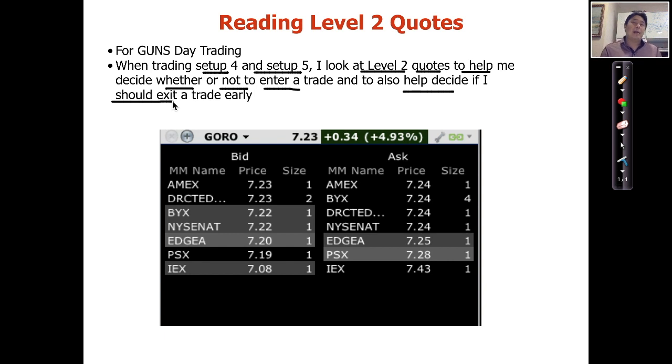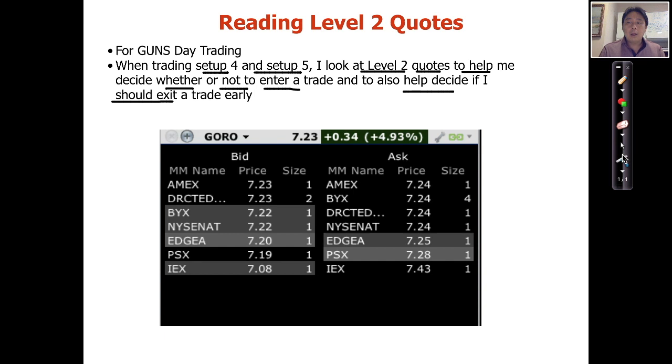Now, I wouldn't say that learning how to read level 2 is a must. You can still be really successful without reading level 2 quotes, but learning this gives you an extra advantage in the markets, an additional edge, and every edge helps. So I'm going to show you how I use this to my advantage.